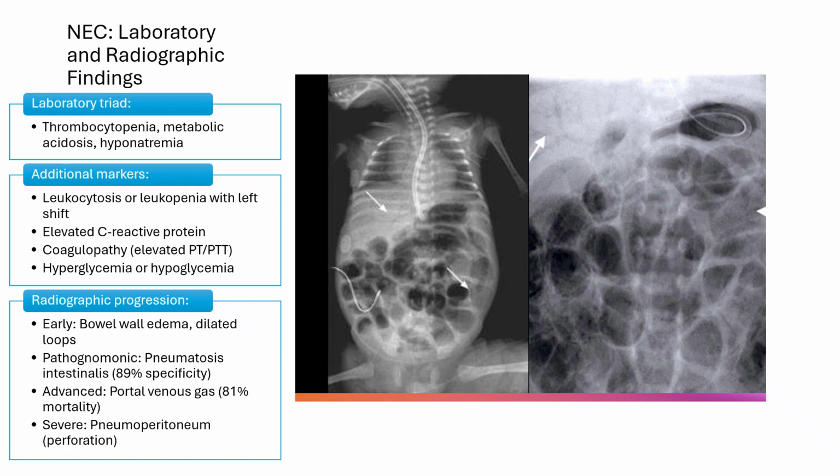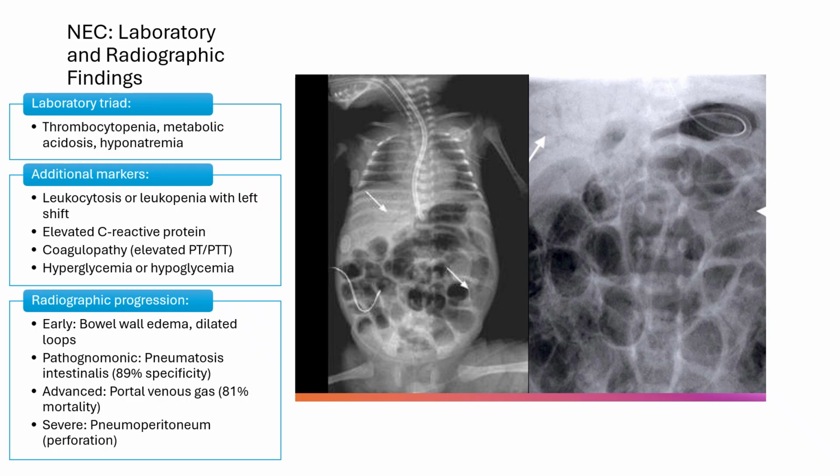Radiographic findings follow a predictable evolution. Early films show nonspecific bowel wall edema and dilated loops, the intestine's initial response to inflammation. The pathognomonic finding is pneumatosis intestinalis, air within the bowel wall itself, created by gas-producing bacteria invading through the compromised intestinal barrier. This finding has 89% specificity for NEC.